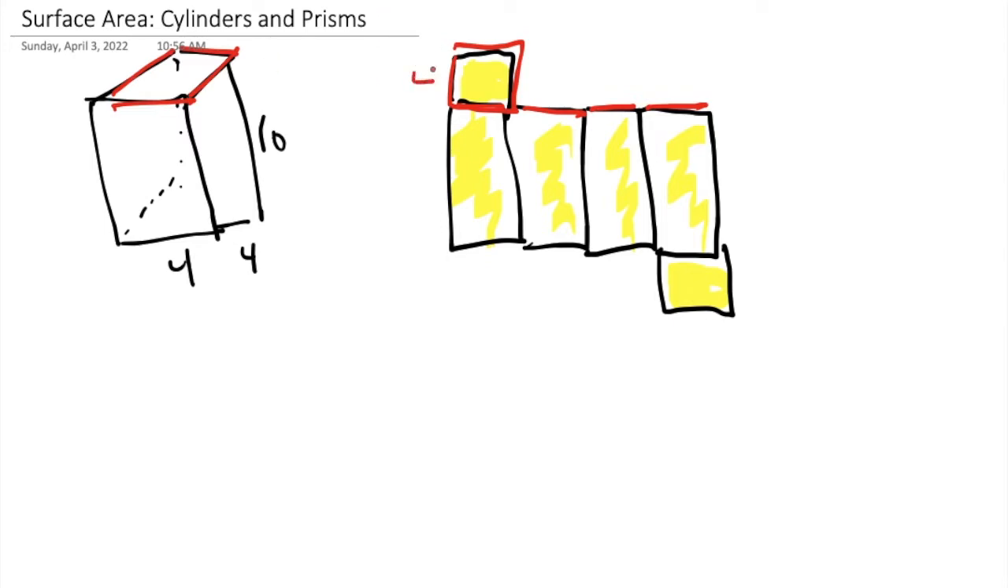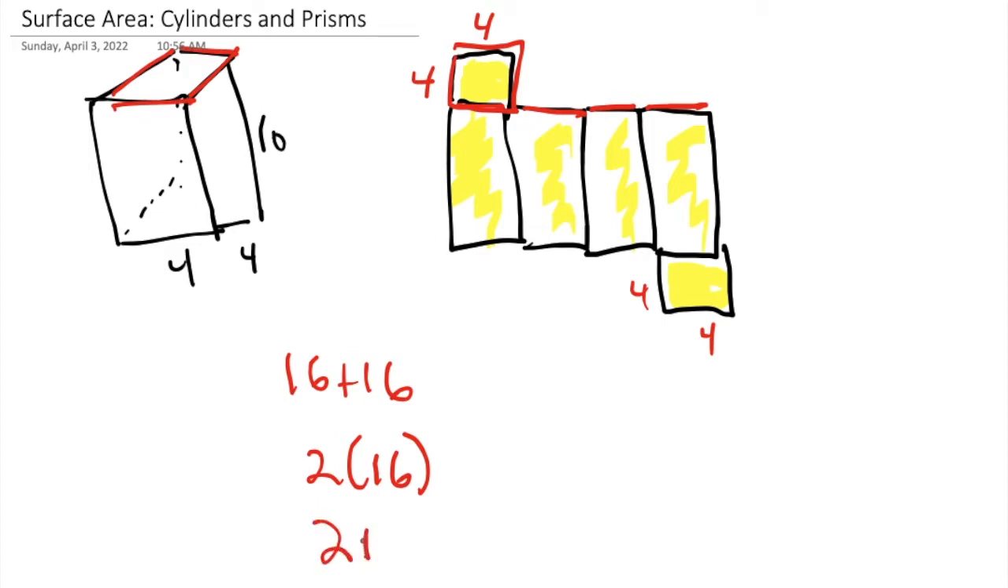So the top of the base would be 4 and 4. That would be an area of 16. And the other one would be 4 and 4, which is another 16. So it's really 2 times the 16 because we have two bases, the area of two bases. So we're going to see as part of our formula, we're going to have 2 capital B, which stands for the area of the bases. Then we're going to add the other 4 pieces.